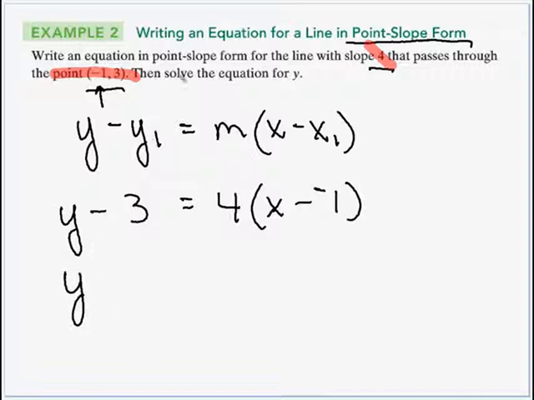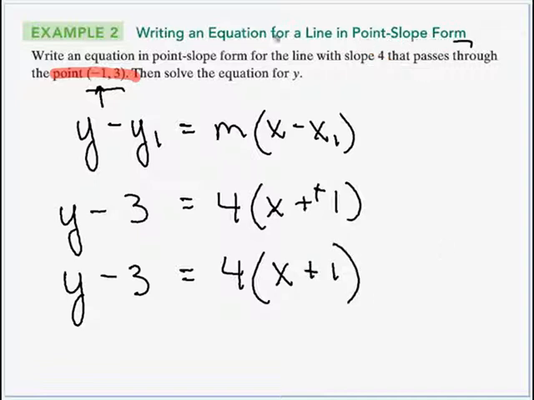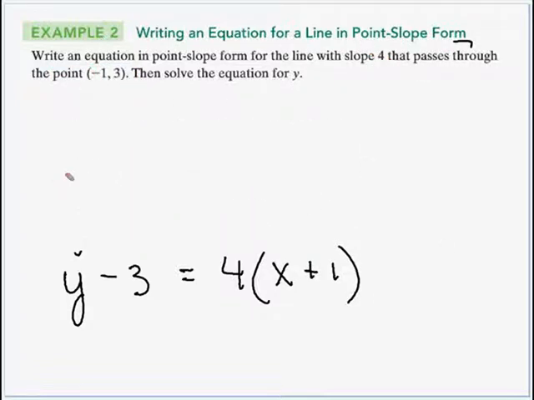To make this look prettier in point slope form, I'm going to leave the y minus 3 over here. And in the parentheses here, x minus a negative, we'll turn that into add the opposite. That'll become an x plus 1. So here is our equation in point slope form.